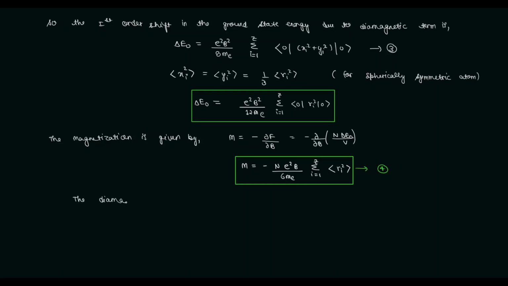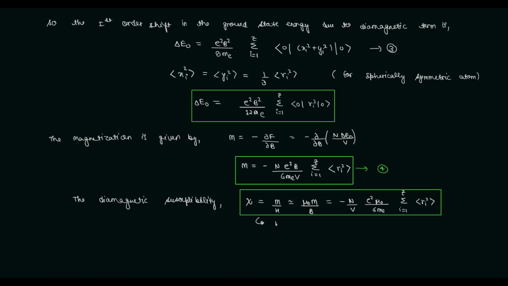Now using this we can extract the diamagnetic susceptibility as χ equal to M divided by H, and which is equal to μ₀M divided by B. Now if we substitute M, then we will get χ as. Now this expression has assumed first order perturbation theory. This diamagnetic susceptibility is usually largely temperature independent.